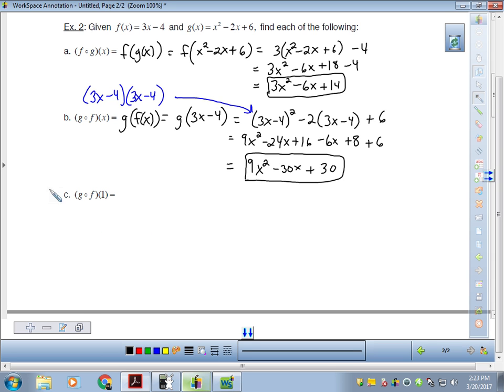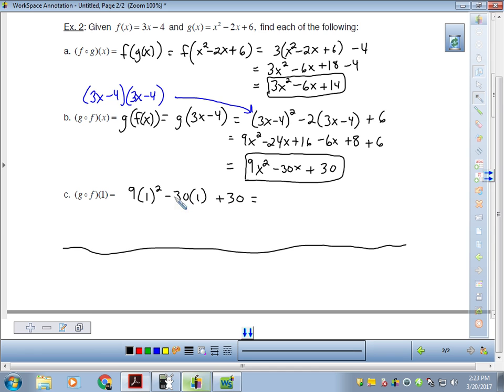Alright. Part C asks us to do g composed of f of 1. Now, there's actually two different ways to do this. I'm going to kind of show you both ways. The first way is, we just found g composed of f of x up here in part B. So when we see g composed of f of 1, it's just telling us to plug 1 into this function we just found. So we have 9 times 1 squared minus 30 times 1 plus 30. Negative 30 times 1 is negative 30. Plus 30, those are going to cancel out. And then 1 squared is 1 times 9 is 9. So that's one way to do it.